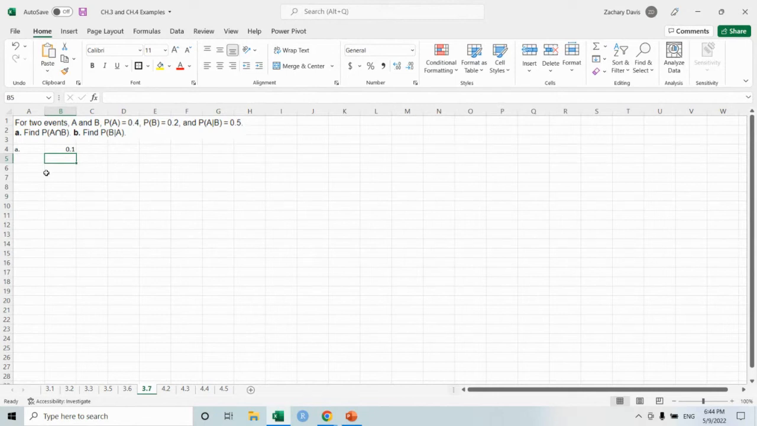Now, the second part, part B, is to find the probability of B given A.